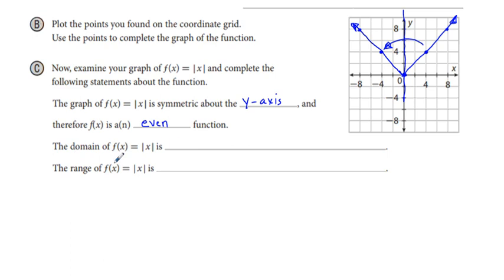So the domain of f of x equals absolute value of x is, and we have the different notations. I'm going to stick with our interval notation, greater than negative infinity up to less than infinity. And so that's going to be interval notation. You can also see this as inequality notation.